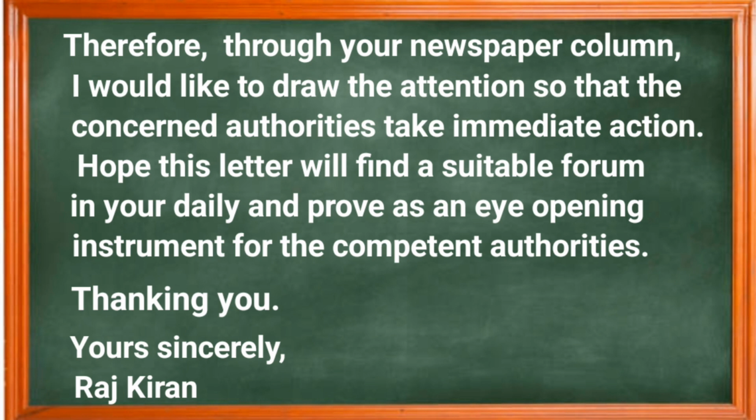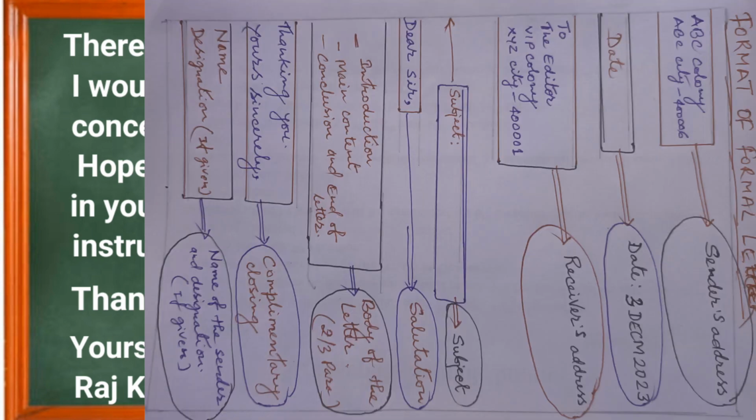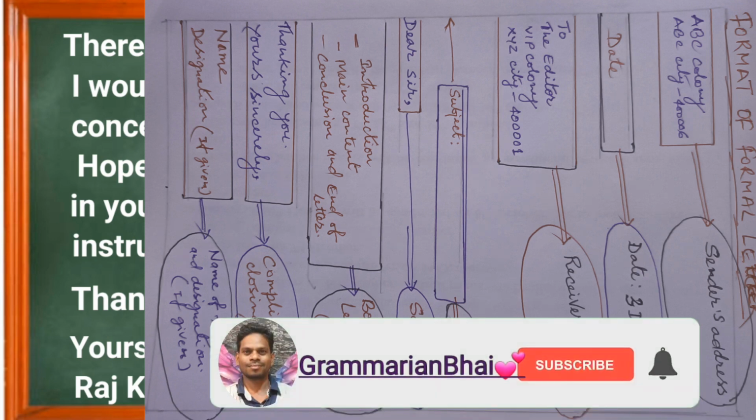Therefore, through your newspaper column, I want to draw attention so that the concerned authorities take immediate action. I hope this letter will find a suitable forum in your daily and prove an eye-opening instrument for the competent authorities. Thanking you. Then leave a space, then write Yours sincerely and provide a comma and write your name. So this way you have to write the formal letter so that you may get full marks, 10 out of 10. If you are not sure of the format of a formal letter, then you attempt the informal letter and get good marks.